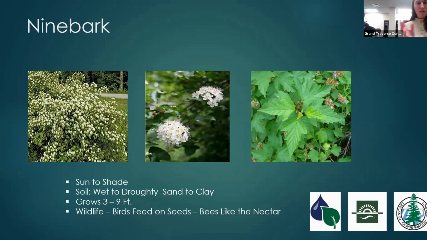With most of our shrubs, they're going to thrive more in the sun, but this one can persist in the shade. It can be in a range of soil moistures. So it can be in wetter soils. It can hang out in drought, like drier, sandy soils. It's a medium-sized shrub, so it's going to be like 3 to 9 feet tall at max. And these flowers, especially, support a lot of pollinators. So there's a lot of insects that like to hang out with ninebark.